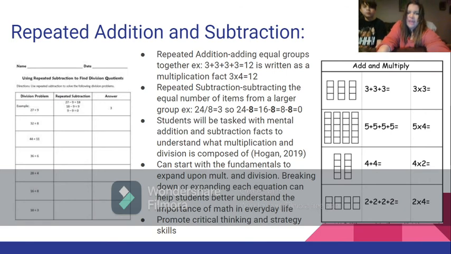Students will be tasked with mental addition and subtraction facts to understand what multiplication and division is composed of. You can start with the fundamentals to expand upon multiplication and division. Breaking down or expanding each equation can help students better understand the importance of math in everyday life. You can also promote critical thinking and strategy skills.